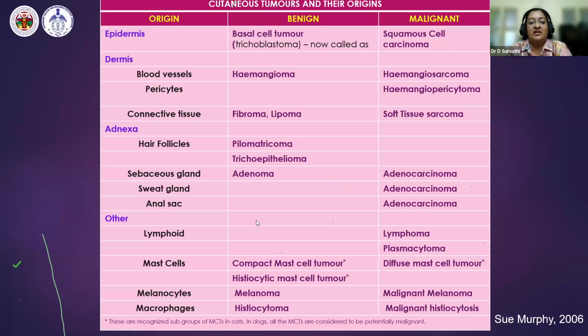Coming to others, if it is of lymphoid origin, we have cutaneous lymphomas and plasmacytomas. Mast cells, we have compact mast cell tumor, which is easily resectable. We also have diffuse mast cell tumor, which is really aggressive. Histiocytic mast cell tumors are also there. If melanocytes are involved, we get melanomas and malignant melanomas, which are really difficult to handle. Macrophages, we have histiocytoma and malignant histiocytosis. So we'll go one by one into them.